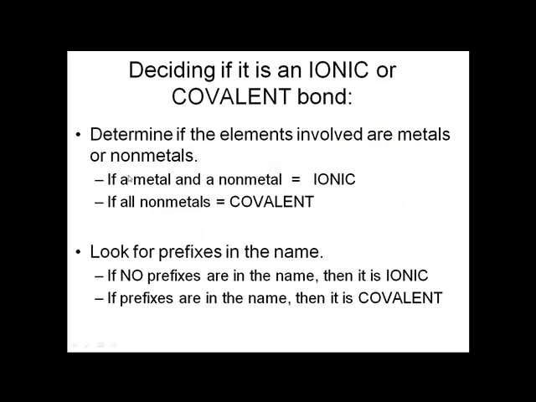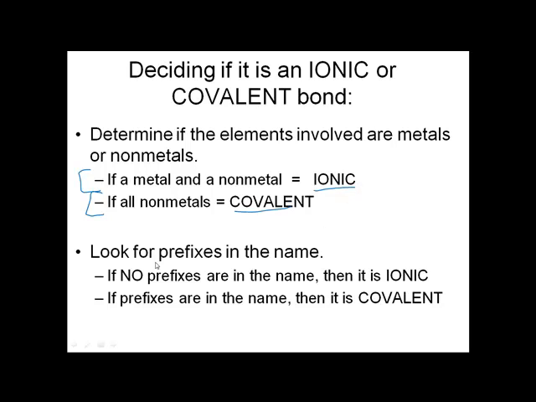We've talked about this before. If there's a metal bonded to a nonmetal, it's ionic. Real simple. If we have a metal in there, it's going to be ionic. If we have all nonmetals, we have covalent. I should say also with ionic, if we have any polyatomic ions, then it's also ionic, which makes sense. If it has ions in it, it has to be ionic.